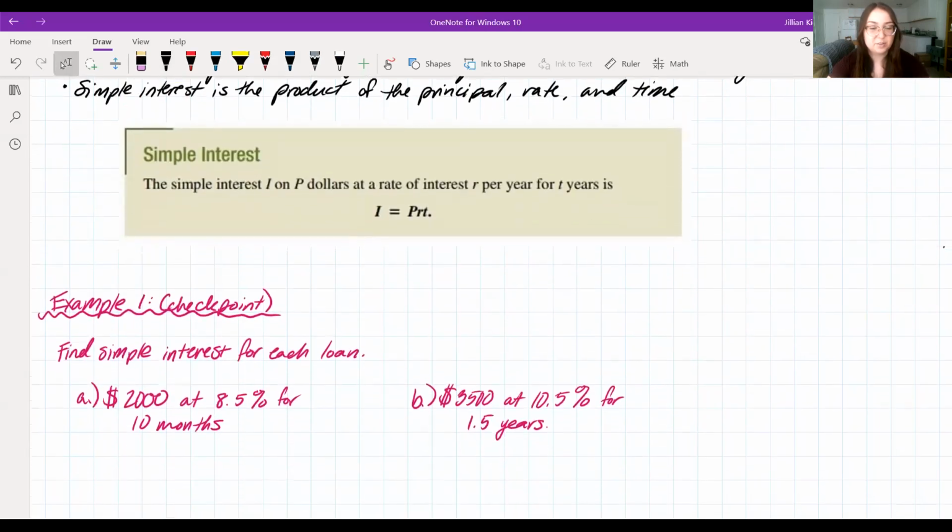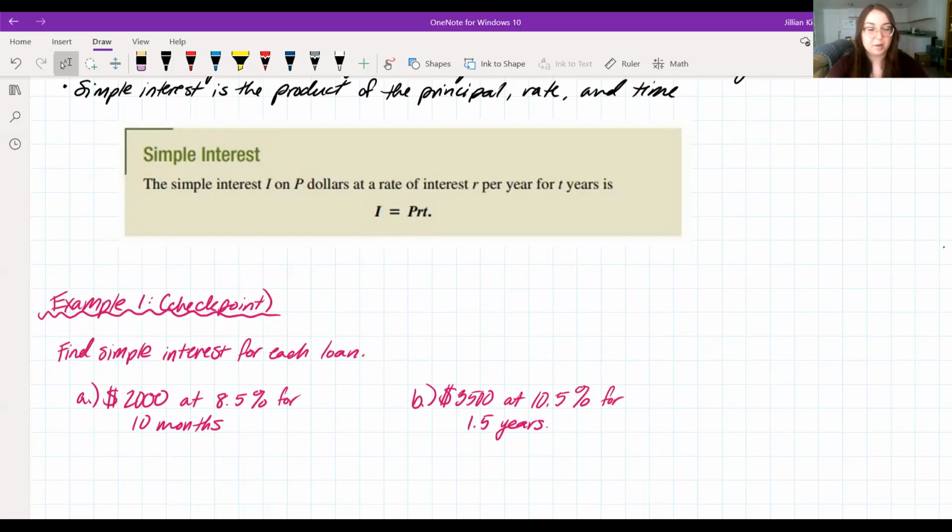So here's our official definition of our simple interest. So we have the simple interest I, which we'll always call our interest I, on P dollars, so our principal, at a rate of interest R, so R is our rate of interest, per year for T amount of years. So that's going to be I = PRT. That's a very important equation that we're going to have to remember going through our questions here.